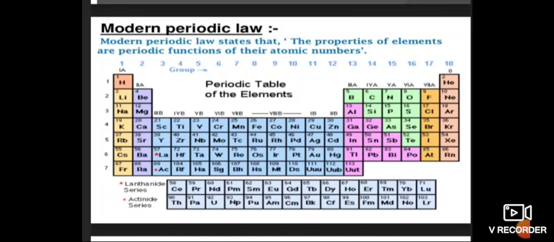Why do they have similar chemical properties? Because they have the same number of electrons in the valency shell, that is, similar electronic configuration in the valency shell. So they have similar chemical properties. A few of the anomalies of Mendeleev's classification are rectified by the modern periodic table. The first one is the explanation of the position of isotopes.